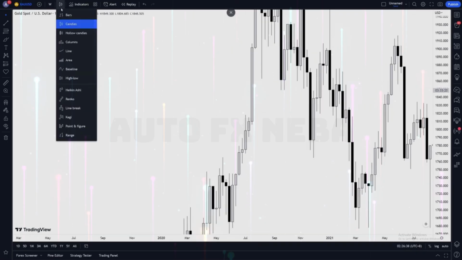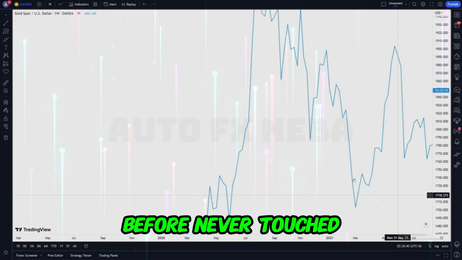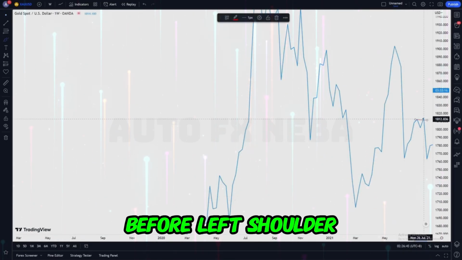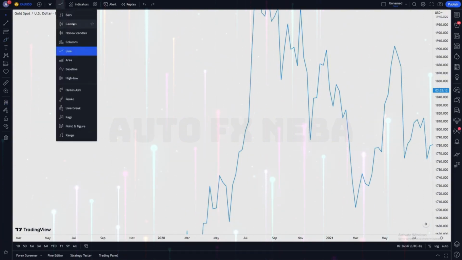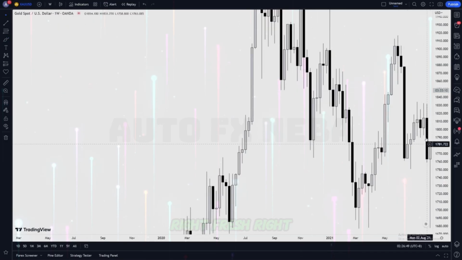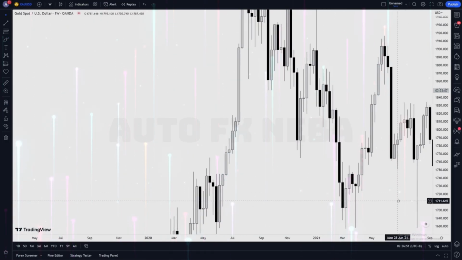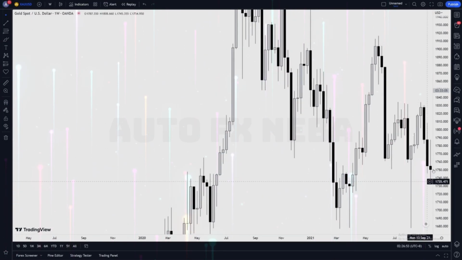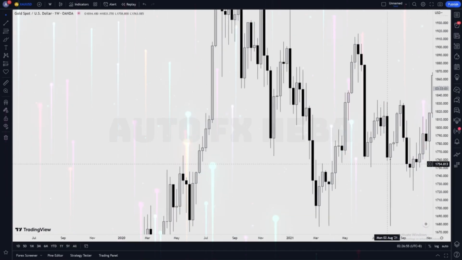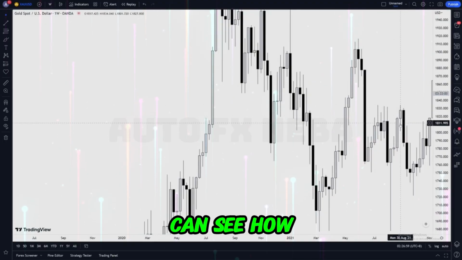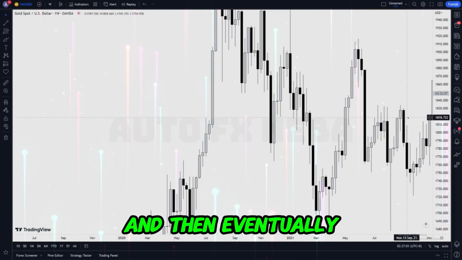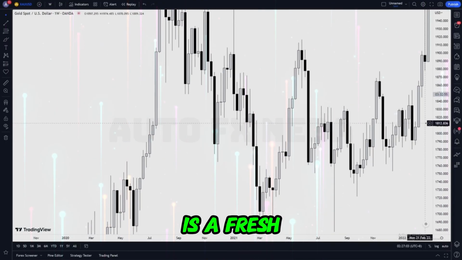Apex, left shoulder. Look, fresh, never touched before. Left shoulder, apex, support, break, become resistance. Never touched before, right? Fresh, right? Oh, but she breaks. She breaks up. See this resistance? Becomes support. And see how it wicks. And then eventually breaks. Now this is a fresh left shoulder.